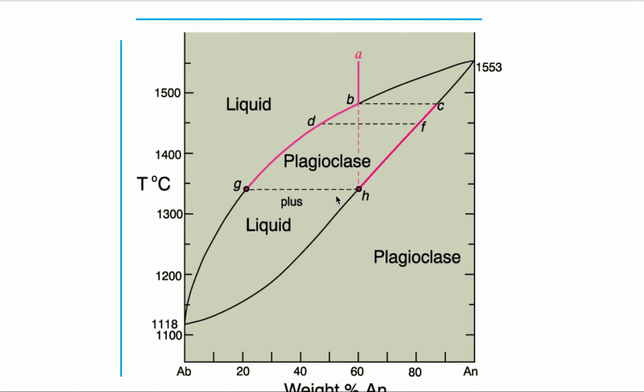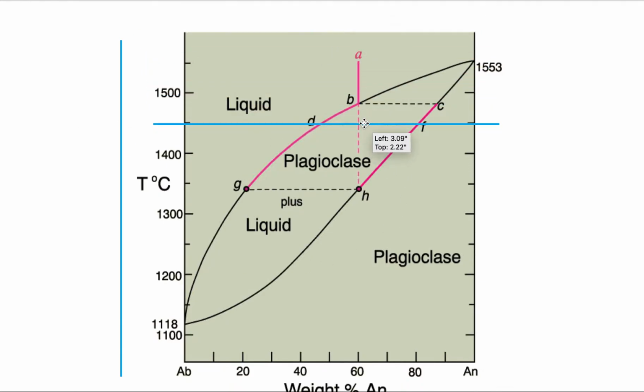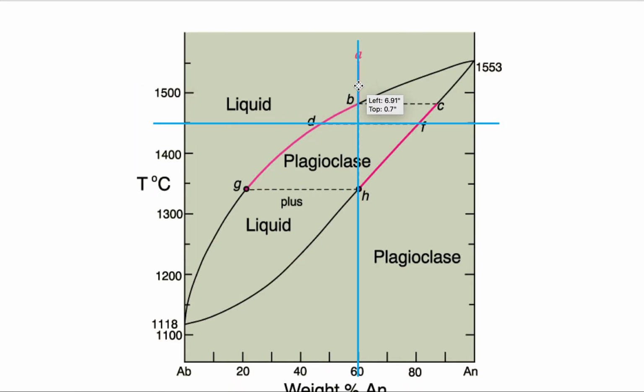So here we're going to give an example of the lever rule using this very nice diagram from John Winter's Igneous and Metamorphic Petrology textbook. So we have the Plagioclase binary here, and we're going to use this example where we have a bulk composition A, and I'm going to highlight it with this blue vertical line, and then we have this composition that connects D and F at a temperature of 1450 degrees.